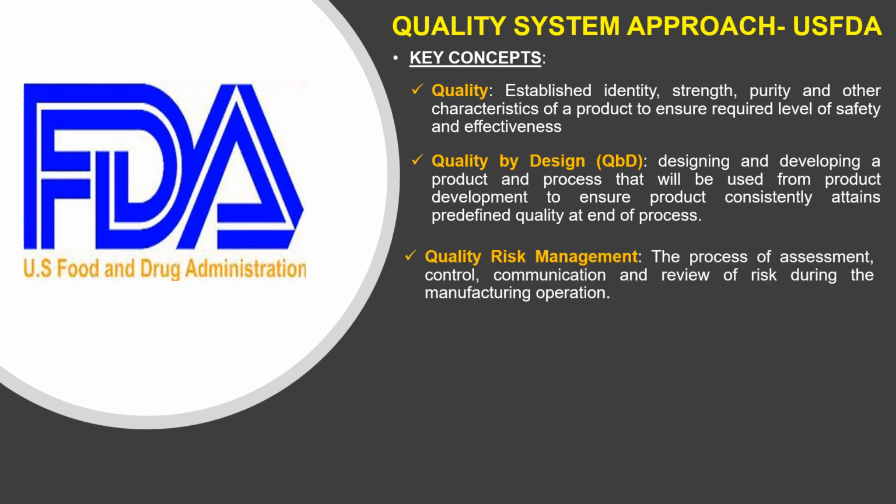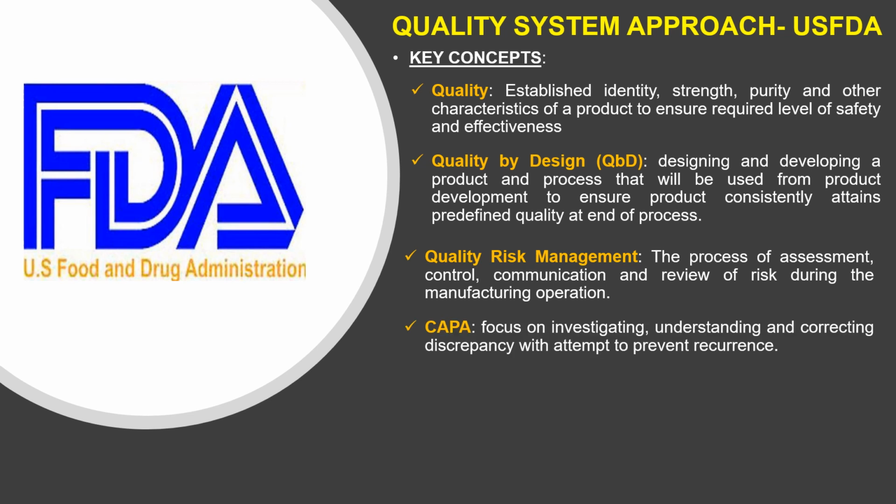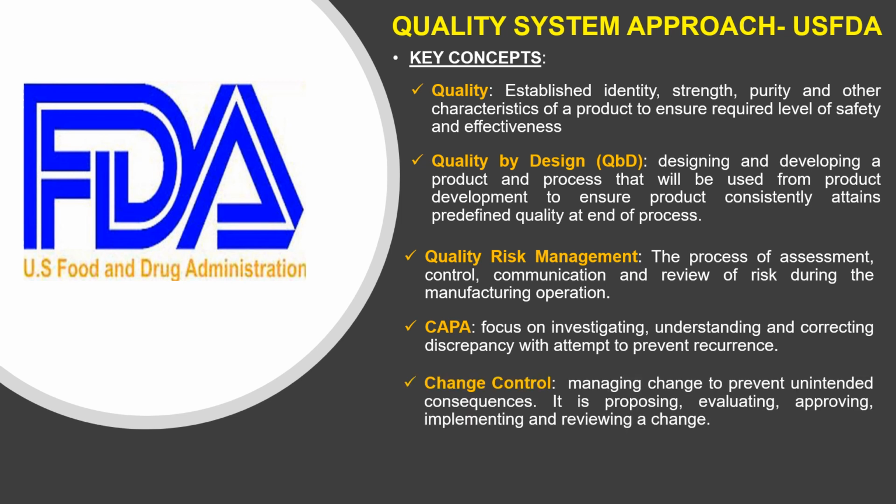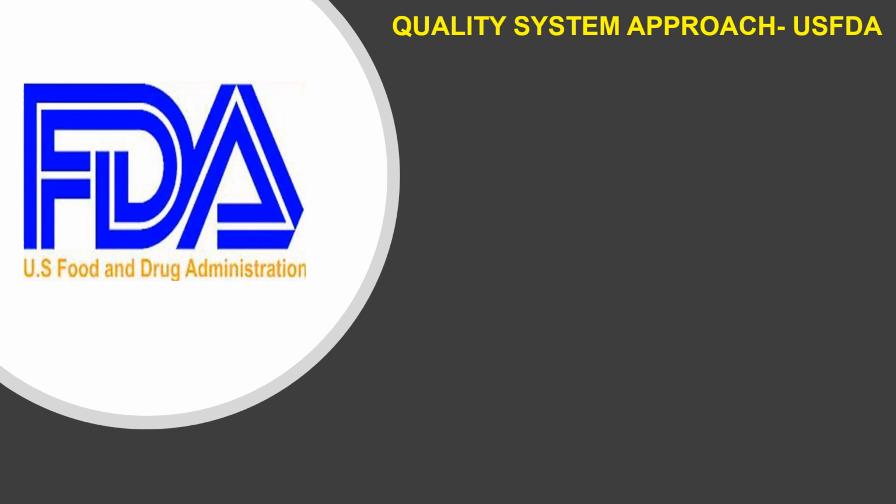Quality risk management is the process of assessment, control, communication, and review of risk during the manufacturing operations. CAPA focuses on investigation, understanding, and correcting discrepancies with an attempt to prevent recurrence. And change control is managing change to prevent unintended consequences. It is proposing, evaluating, approving, implementing and reviewing a change.